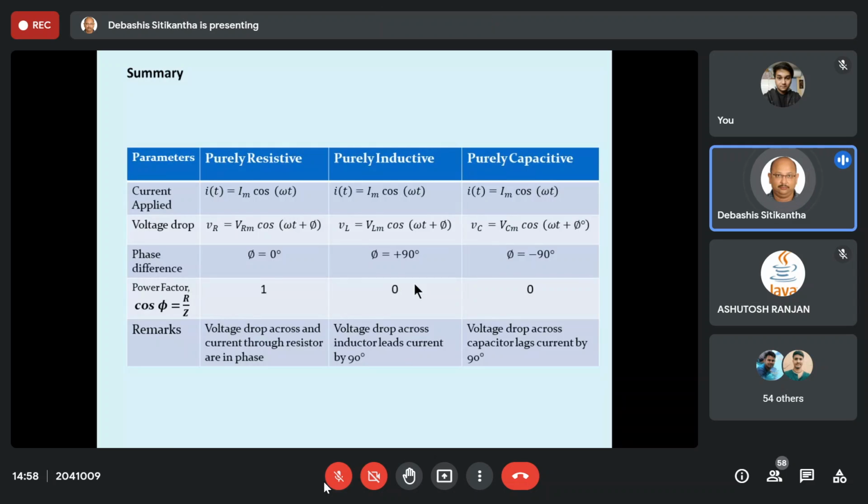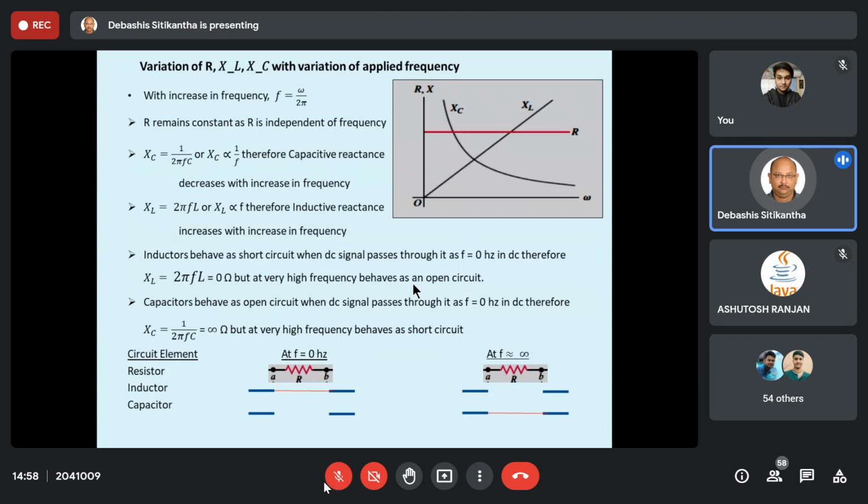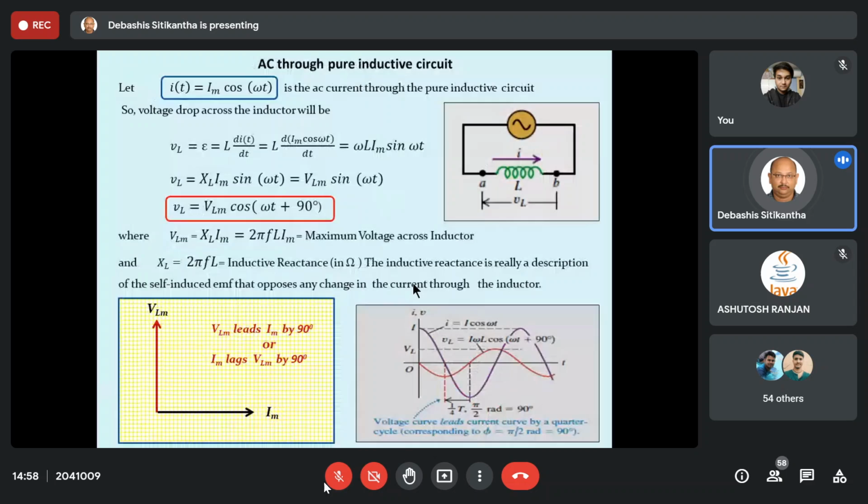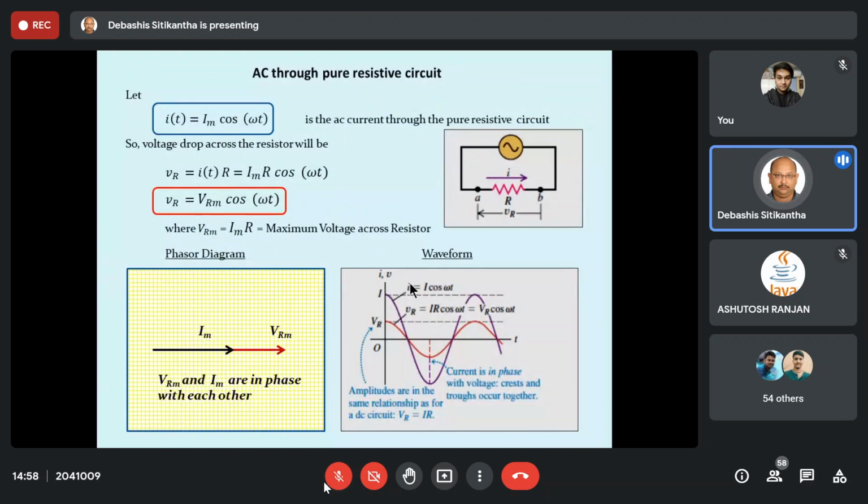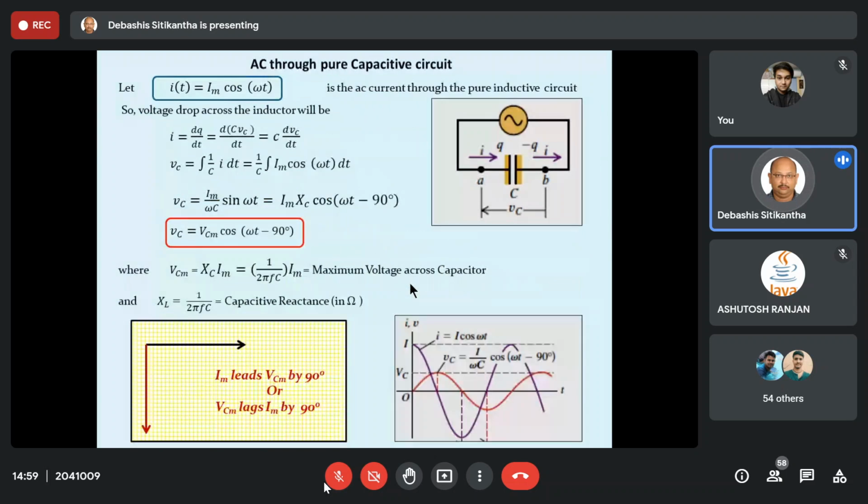Okay. So last class we talked about the different types of circuits. We talked about how AC is going to behave in a purely resistive circuit, a purely inductive circuit, and a purely capacitive circuit. And we learned what the voltage expression is across each of these pure elements. We studied how they differ in their phase, or how the phase difference is going to be. We also learned how the phasor diagrams are going to be, along with the waveforms.